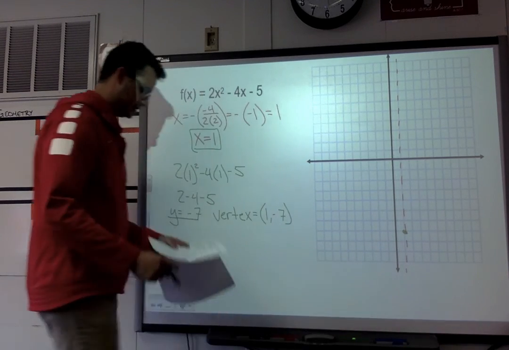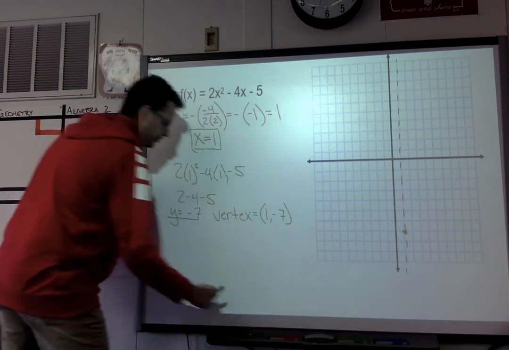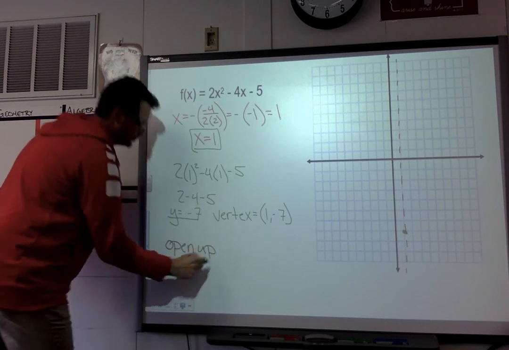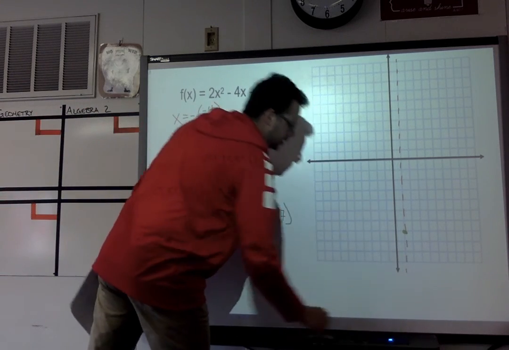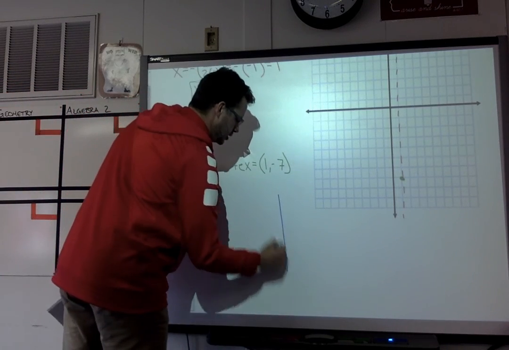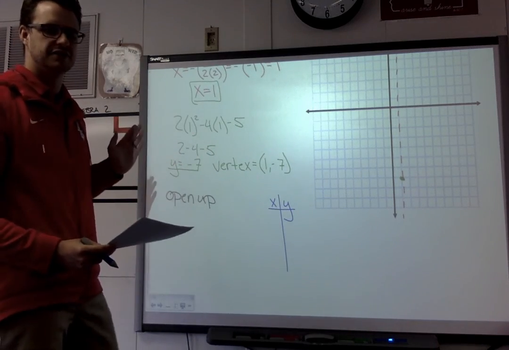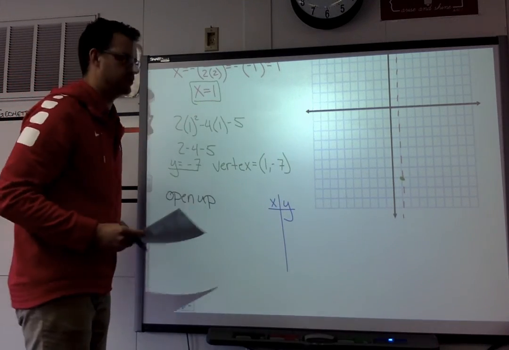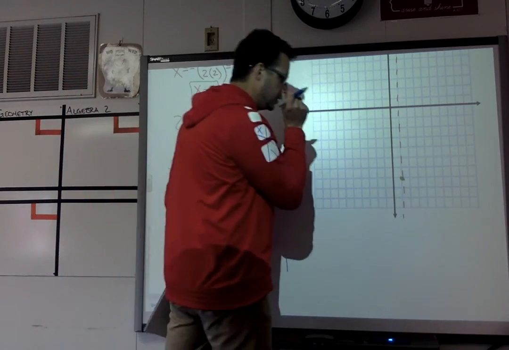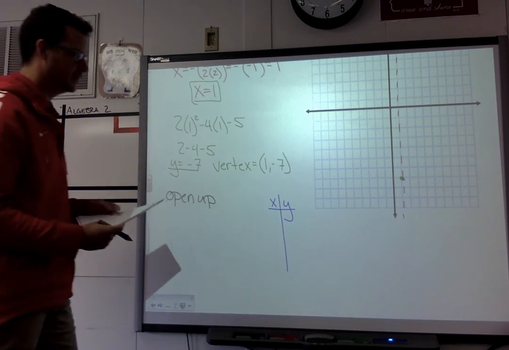Then we want to determine, does this open up or down? Since it's a positive function, it will open up. Now we want to go ahead and make our table to graph it. So this is where, instead of having to do 2 points to the left of your vertex and 2 points to the right, you can go ahead and just do one or the other. So I'm going to just do my 2 points to the right on this one.